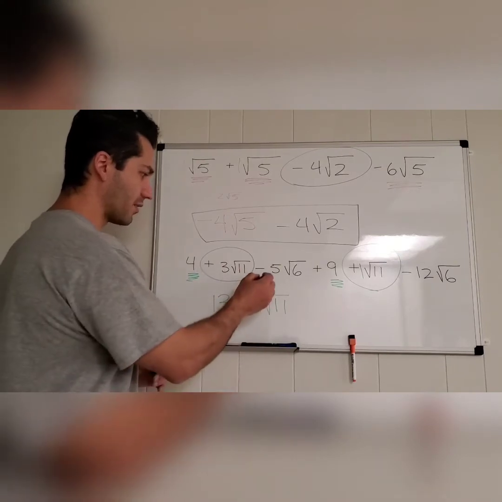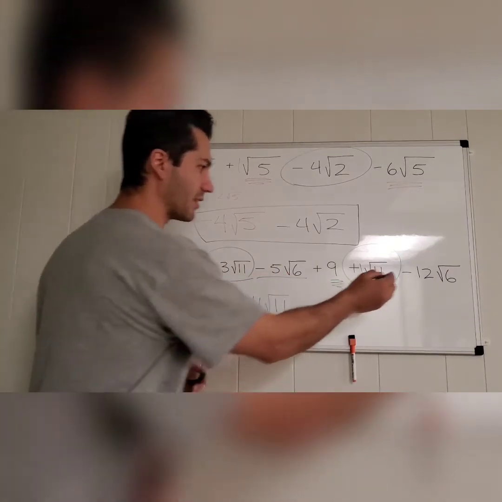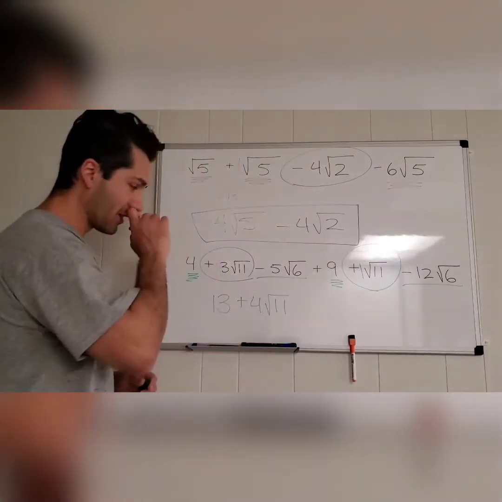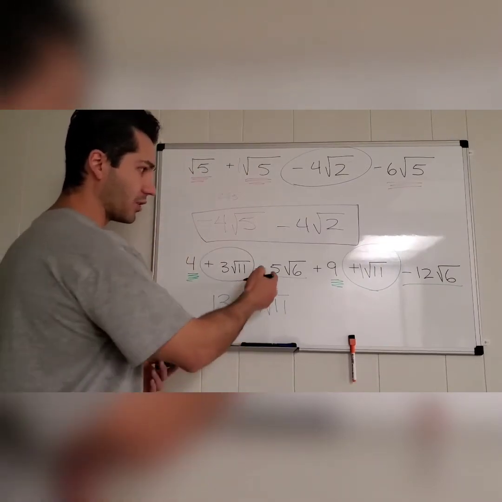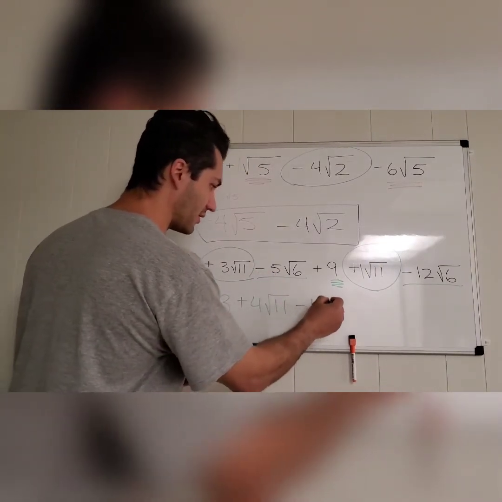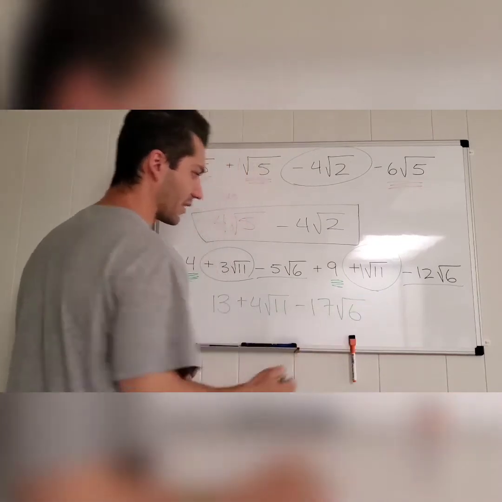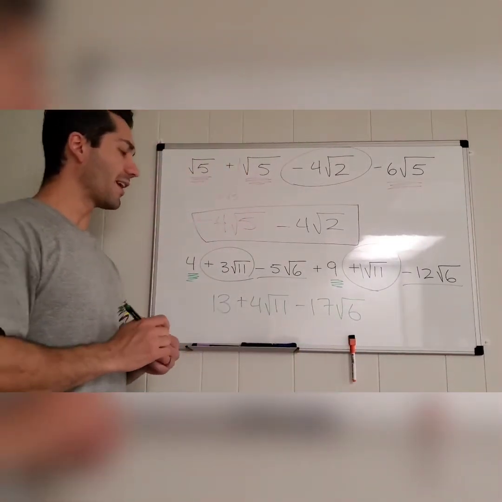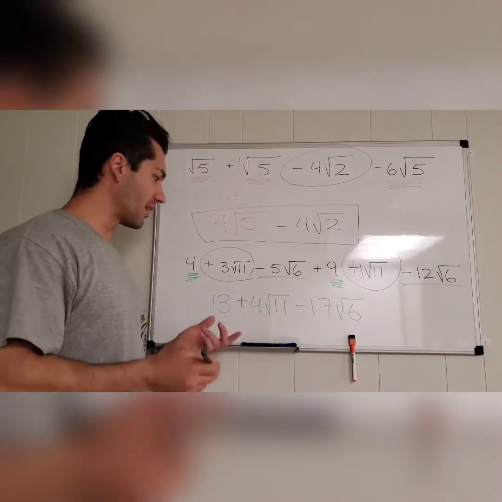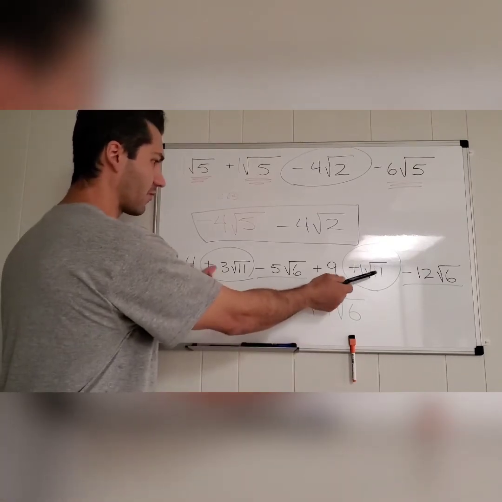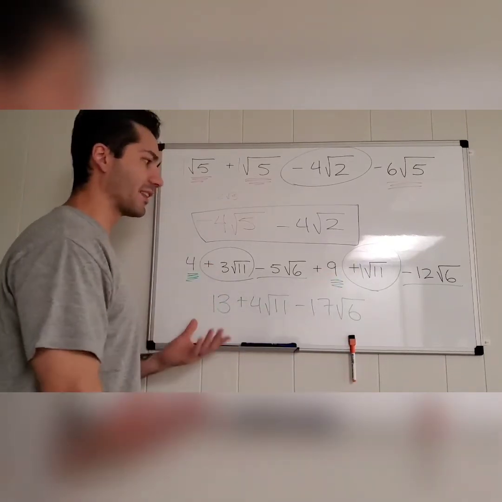Over here, I have this minus 5 radical 6 and this minus 12 radical 6. Combine like terms, and you will get a minus 17 radical 6. Okay? You do not add the radicals. Common mistakes, people are going to get things like 4 radical 22 and things like that.